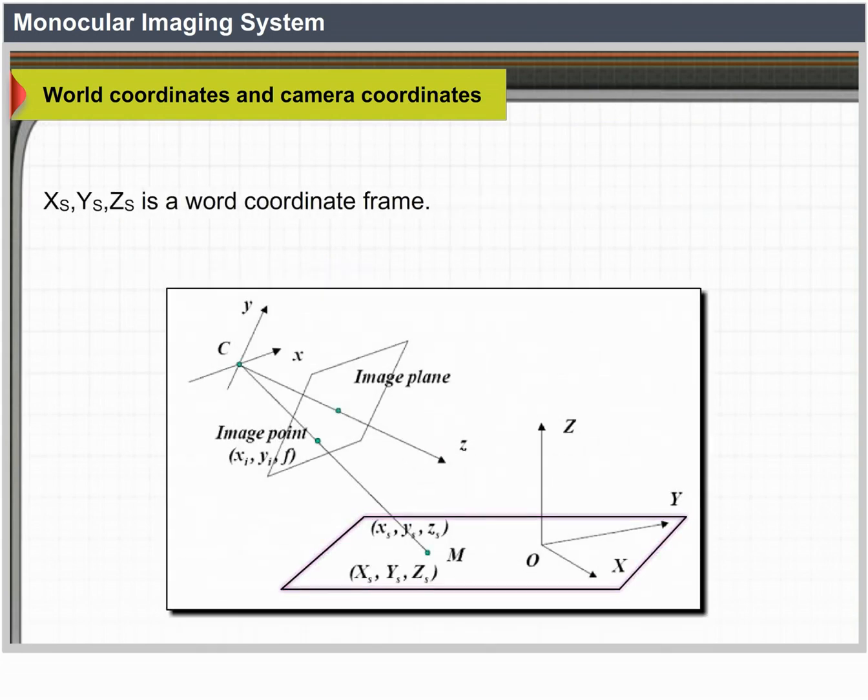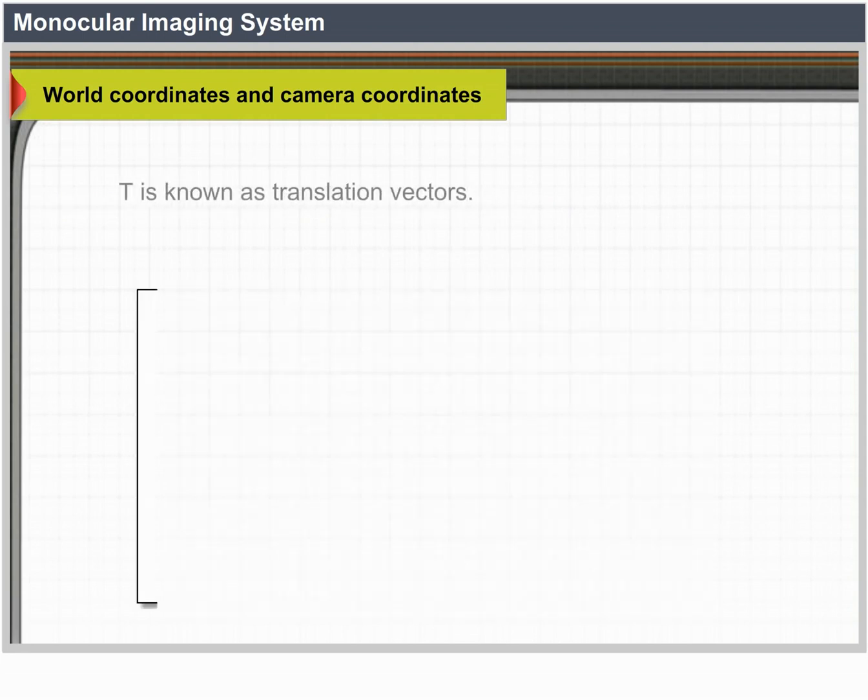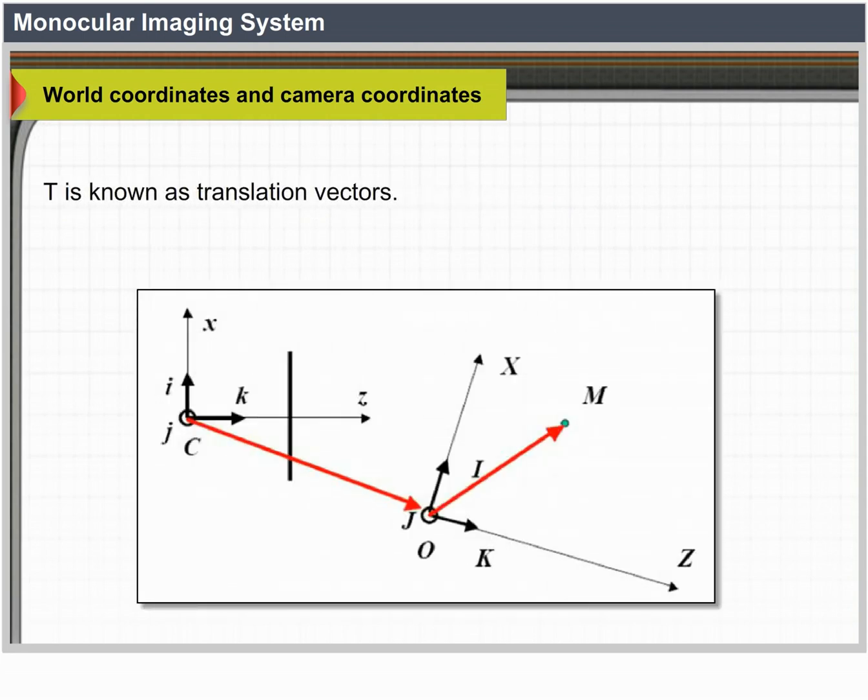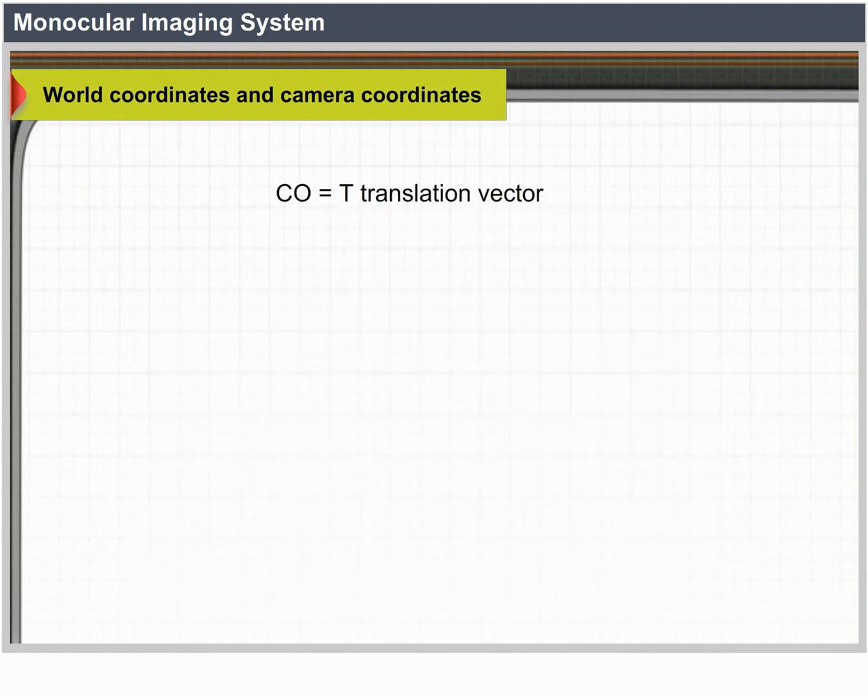XS, YS, ZS is the world coordinate frame. Small xs, ys, zs is known as the image coordinate frame. T is known as the translation vector. I, J, K are known as the vectors of the rotation matrix. Please refer to the diagram on screen and the rotation matrix.